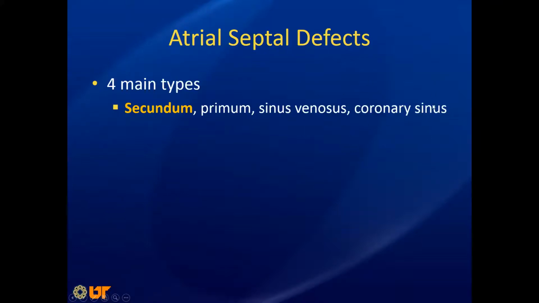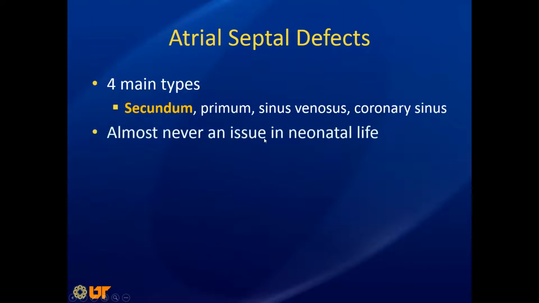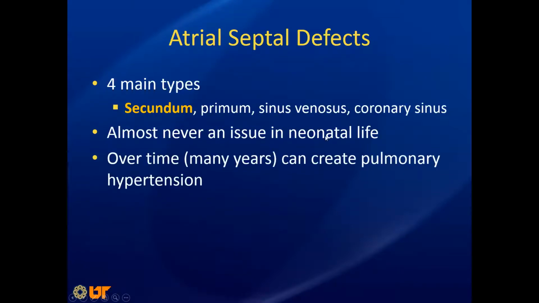And then coronary sinus are by far the least common and are exactly what that indicates, kind of right where the coronary sinus usually opens up into the right atrium. It's almost never an issue in neonatal life, especially these most common ones. Even pretty good sized ASDs are handled really well. Over time, like years and years, this can create pulmonary hypertension, but that's almost always in adults.